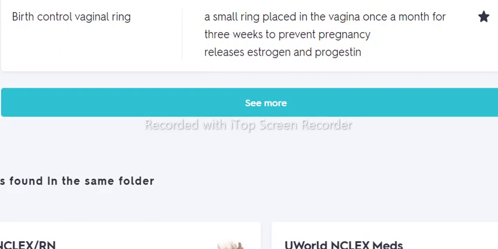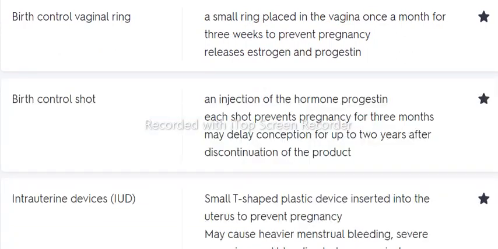Birth control vaginal ring. A small ring placed in the vagina once a month for 3 weeks to prevent pregnancy, releases estrogen and progestin. Birth control shot. An injection of the hormone progestin. Each shot prevents pregnancy for 3 months, may delay conception for up to 2 years after discontinuation of the product.